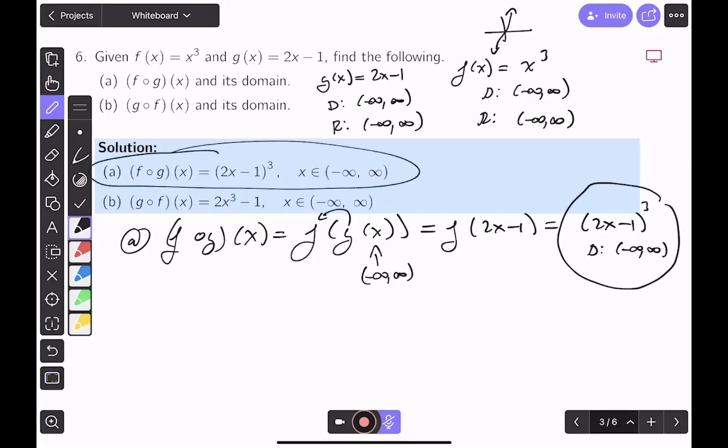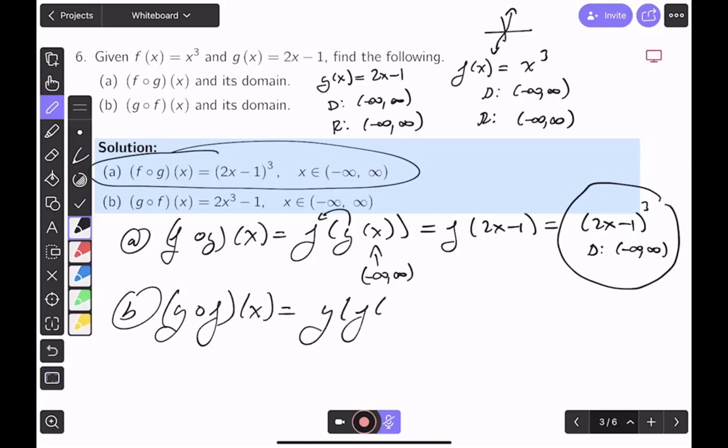Let's do the next one, b. What's b? g of f of x. Let's see, g of f of x. And then the big question is, what's f? Well, not a memorization, because you read it, it's x cubed. What does g do to that? It doubles it and then subtracts 1 from it.